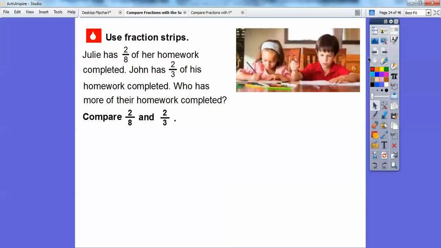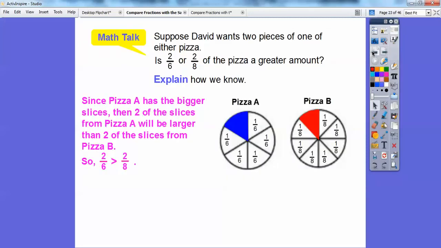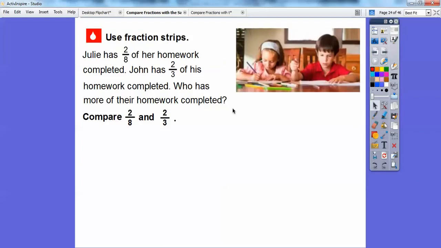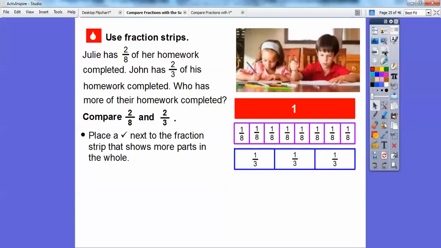Remember that last piece that we had right here. If the denominator was larger, then we got smaller pieces. So when the denominator is smaller, you get larger pieces. Let's just use that logic right here. When the denominator is larger, it ends up being smaller pieces, and when the denominator is smaller, it ends up being bigger pieces. But let's do this with fraction strips just to really hone this assignment in.